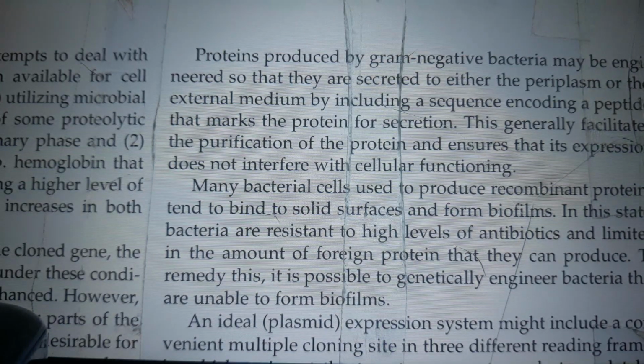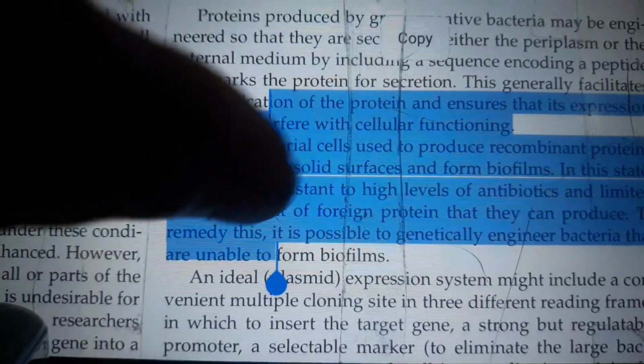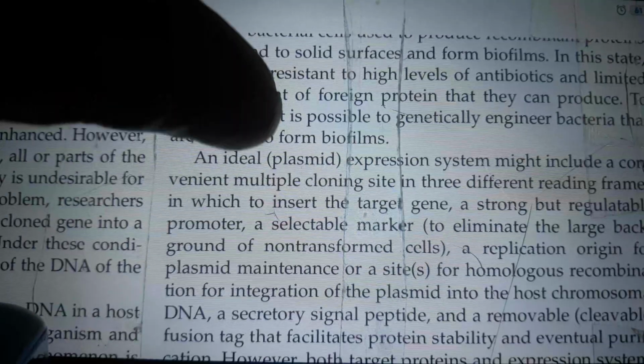Proteins produced by gram-negative bacteria may be engineered so that they are secreted to either the periplasm or the external medium by including a sequence encoding a peptide that marks the protein for secretion. This generally facilitates the purification of the protein and ensures that its expression does not interfere with cellular functioning.